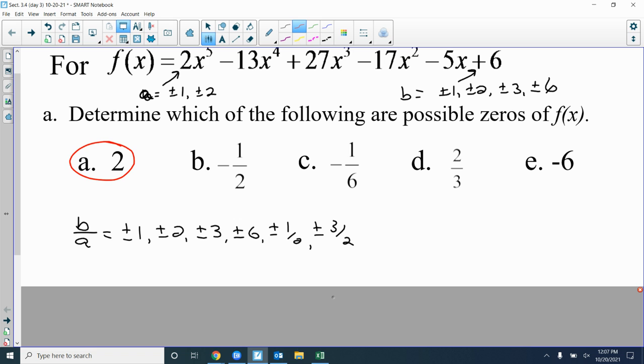Is negative 1/2 a possible 0? Yes. Is negative 1/6? 2/3? Negative 6. Yep. So I don't know whether they are zeros. It's immaterial. It's just could they be tested, or should they be tested using synthetic division? And yes, because they fall under that B over A situation. That's all we're checking. Possible zeros.